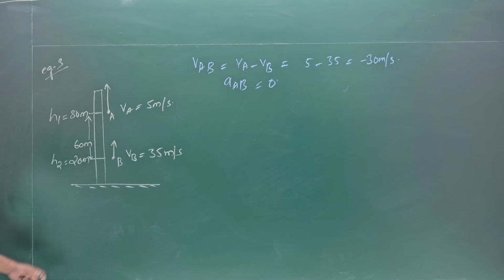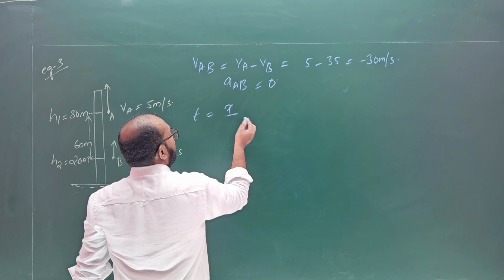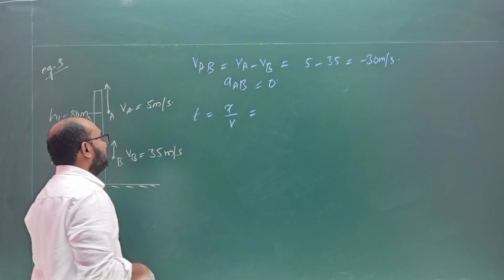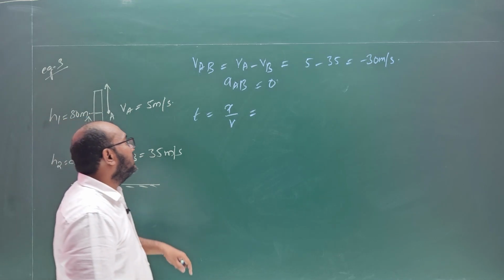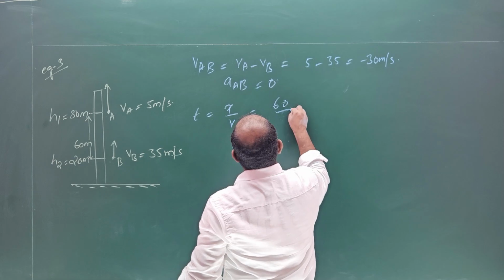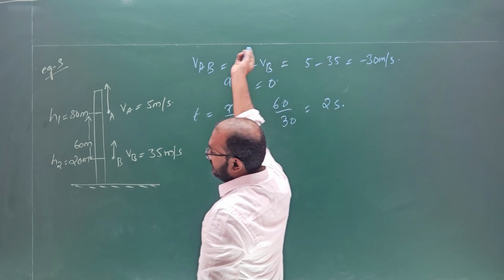Both are moving in the upward direction, that's the reason I didn't provide the sign. Now to calculate the time value, t is nothing but x upon v, and x is how much? 60 minus 60 plus 60. Who is the observer here? B is the observer. Upward direction, positive. Substituting and getting the answer, that becomes 60 upon how much v? That is 30, so that is 2 seconds.